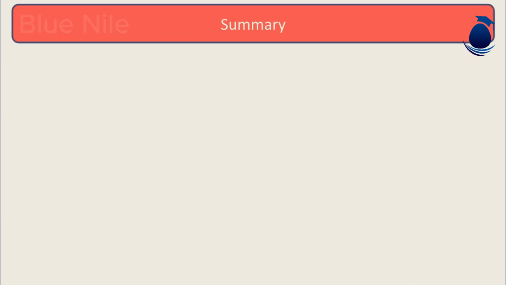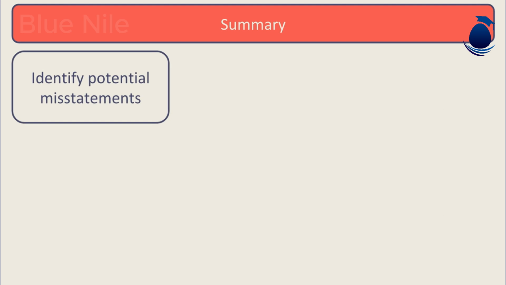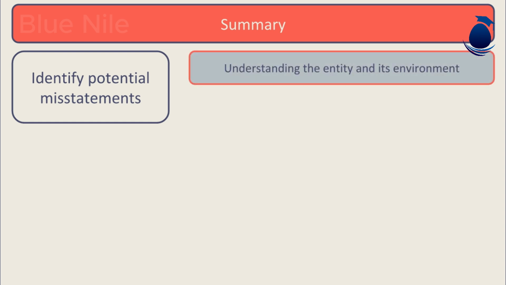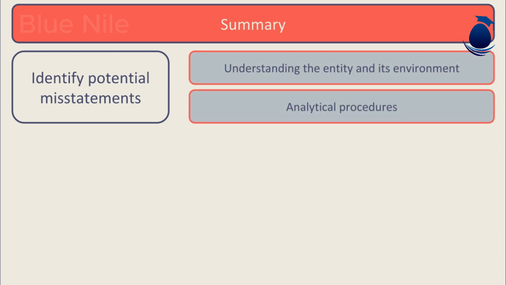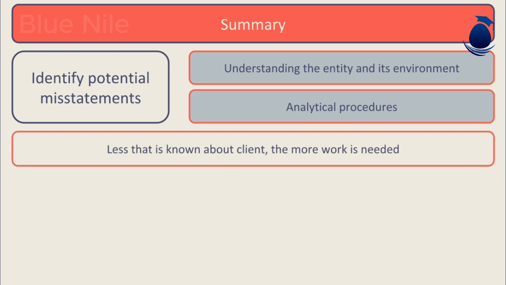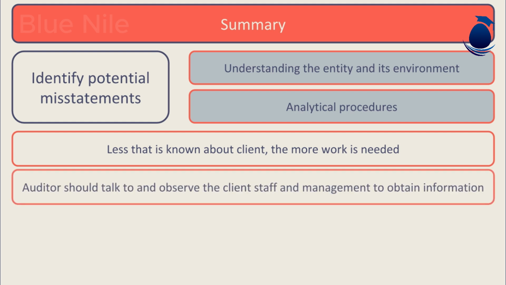To summarize, to help calculate audit risk, the auditor must identify potential issues that could cause misstatements. There are two main methods the auditor uses: understanding the entity and its environment, and analytical procedures. The less that is known about the client, the more work is needed to ensure the auditor understands fully the potential issues that could cause misstatements. There are many sources where information can be obtained, and the auditor must use those resources available, including talking to and observing the client staff or management.